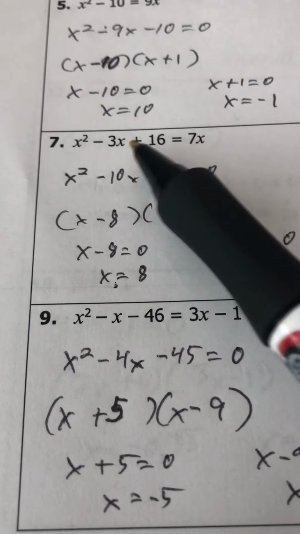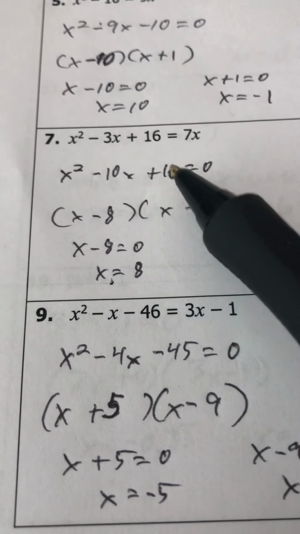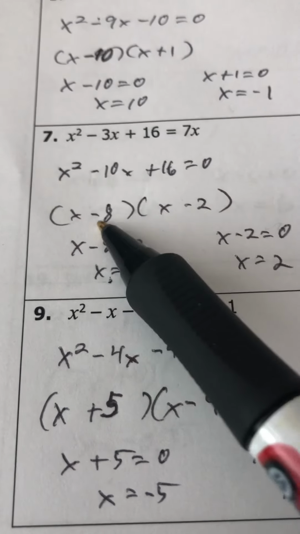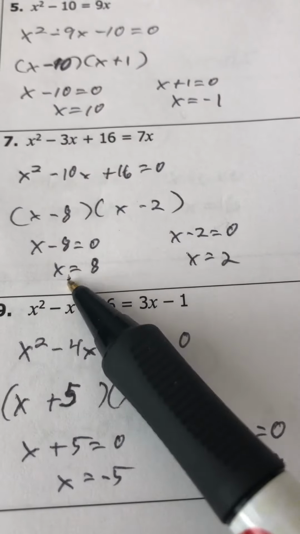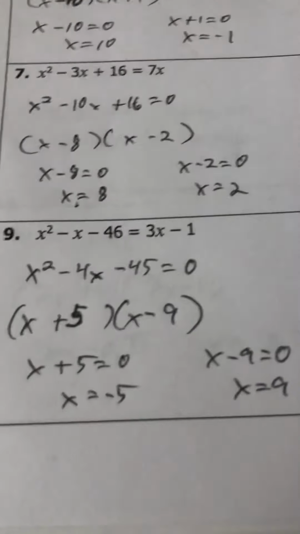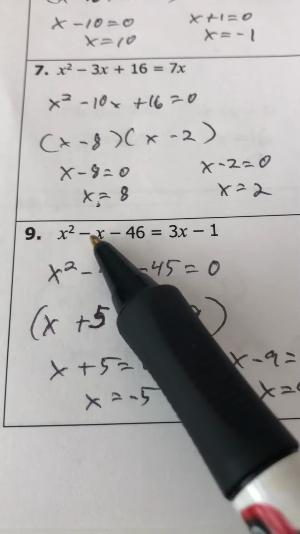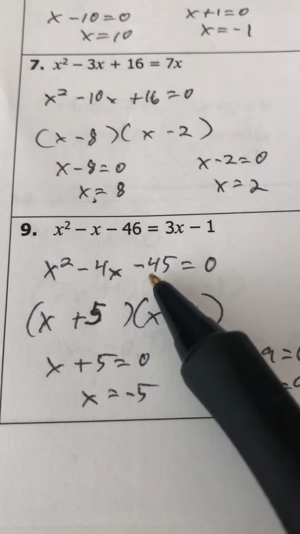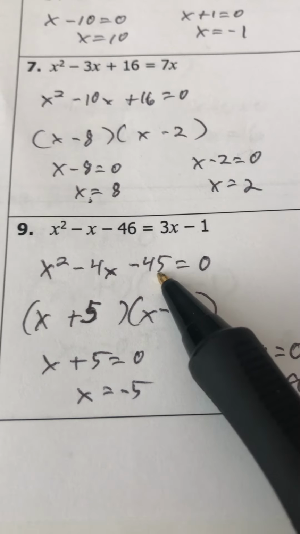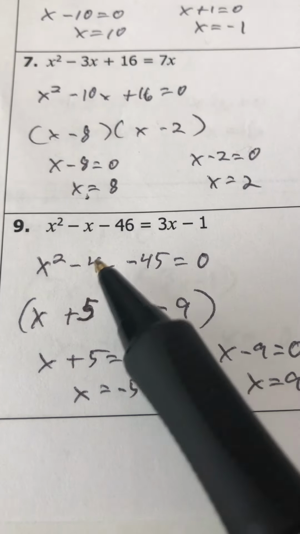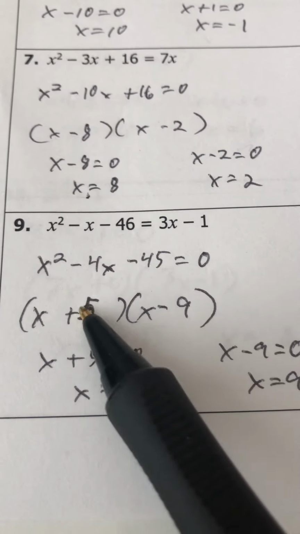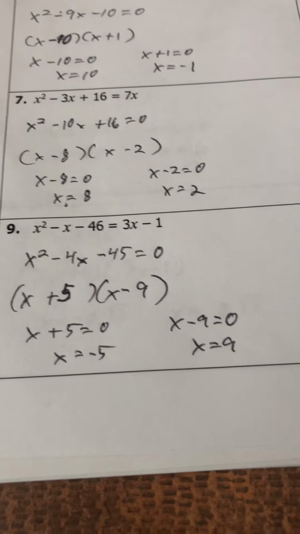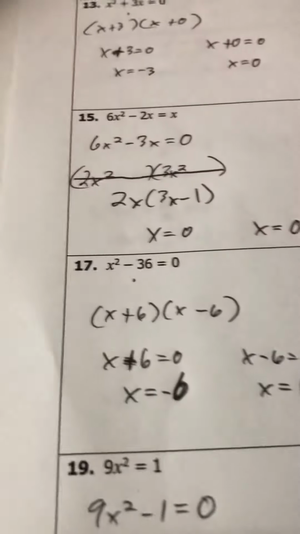This one I had to subtract 7x from both sides, so now I'm at -10x. Two numbers I multiply to get 16, but I add and get -10. That would be -8 and -2. And x ends up being equal to 8 and 2. I have to move these two things, so I'm subtracting 3x and adding a 1. Two numbers I multiply to get -45 would be -9 and +5. I put the negative with 9 because -9 plus 5 gives me -4. And here I am solving for x in each one of those, where it would cross the x-axis.